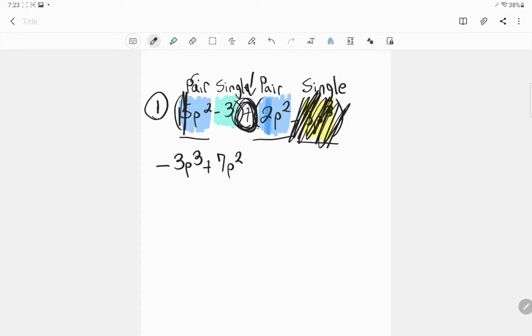Now, I already finished my pair, right? So I'm going to shade it out. I'm going to shade my 2p also. What is left? I have a negative 3. Does it have anything? No. So I'm just going to rewrite it.